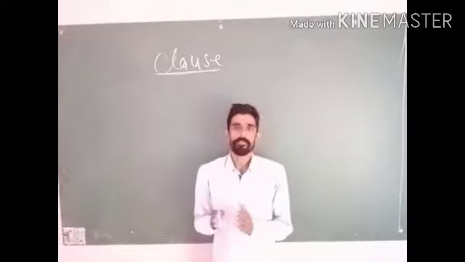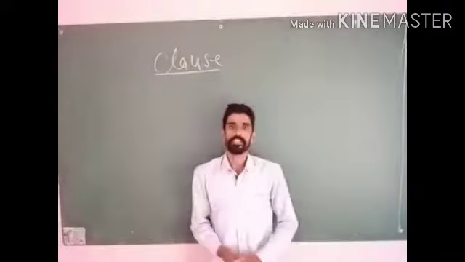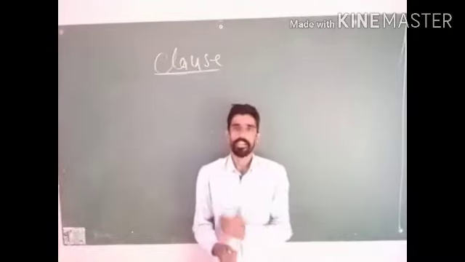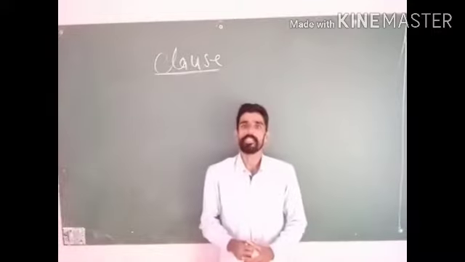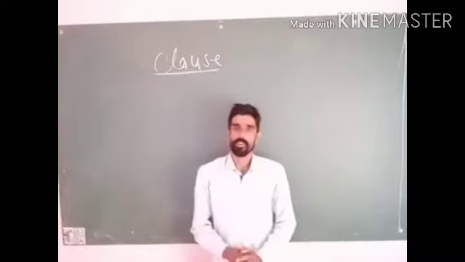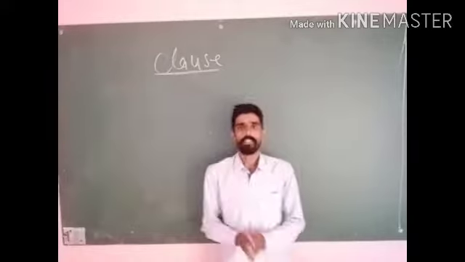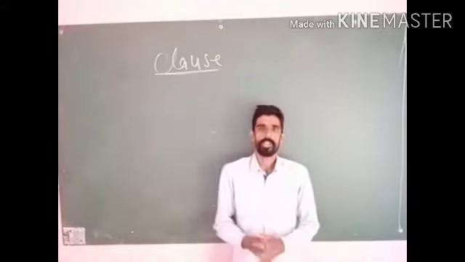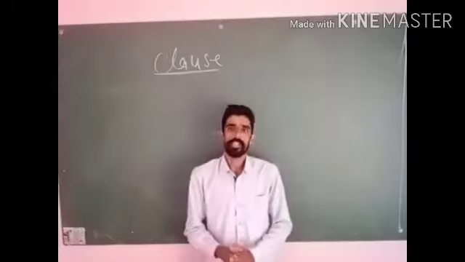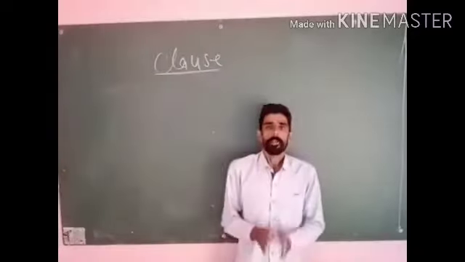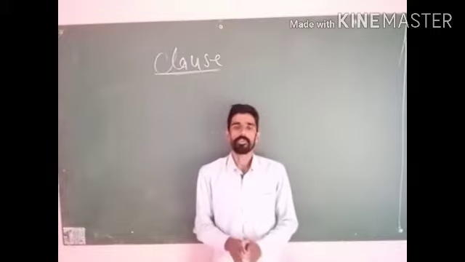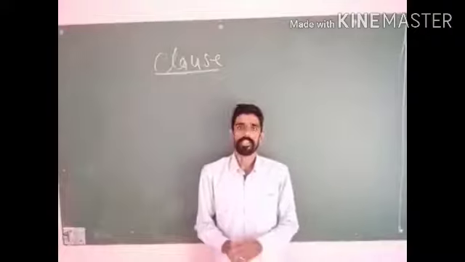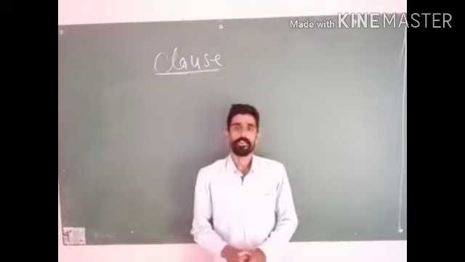Main clause contains a subject and a predicate, and it does not require any other element to depend on. Means it has its own complete meaning, whereas dependent clause requires other elements or other structures to clear its meaning. Dependent clause can be divided into three kinds. First one, noun clause, second, adjective clause, and third one, adverb clause.